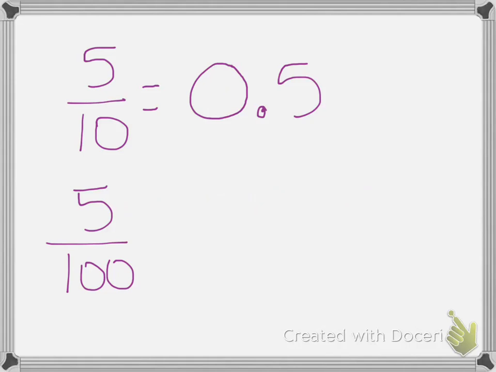Remember that we read them the same way. This next one is 5/100. That means that the 5 needs to go in the hundredths place. So we're going to have a 0 in our tenths place. So that's how we would write 5/100.